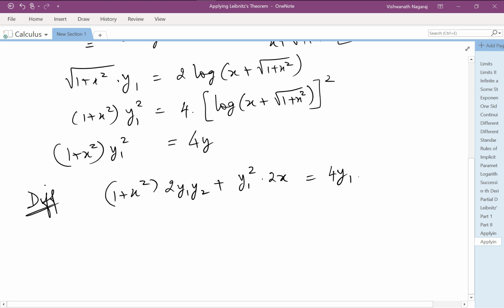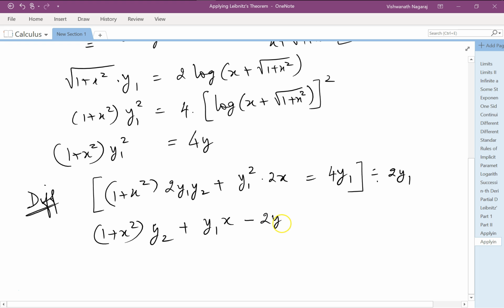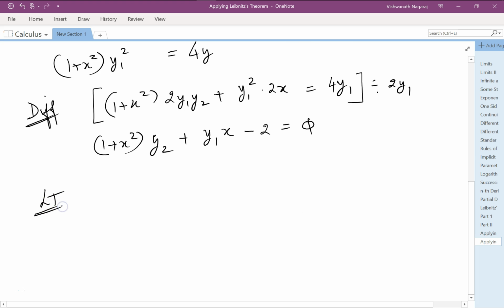Now let's rearrange this. Not only that, 2y1 is common to all of them, so let's divide it by 2y1. So we are left with 1 plus x square, 2 gets cancelled, y2 plus 1, y1 will go off, 2 will go off, we are left with y1 x minus, let's bring it to the left hand side. So 2y1 gets cancelled. So we are left with minus 2 equal to 0. Now let's apply the Leibniz theorem to each of these terms.